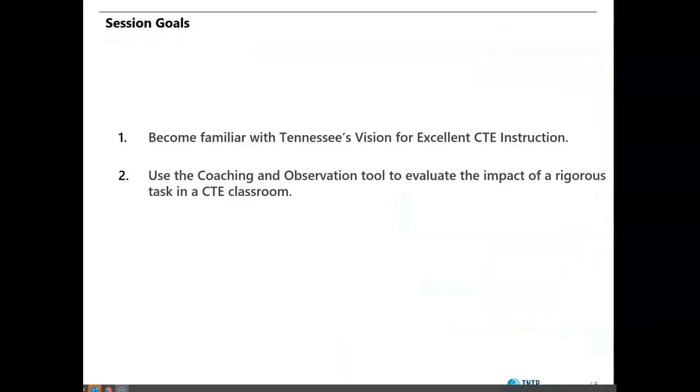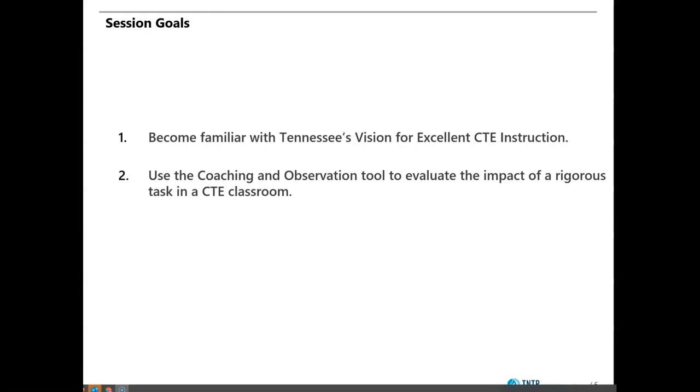In this session, we will dig into 2 of the 4 resources we identified in TNTP's The Opportunity Myth and connect them to Tennessee's vision for excellent CTE instruction. By the end of this session, you will have become familiar with all the components of the vision for excellent CTE instruction, with a special emphasis on focused and rigorous instruction.